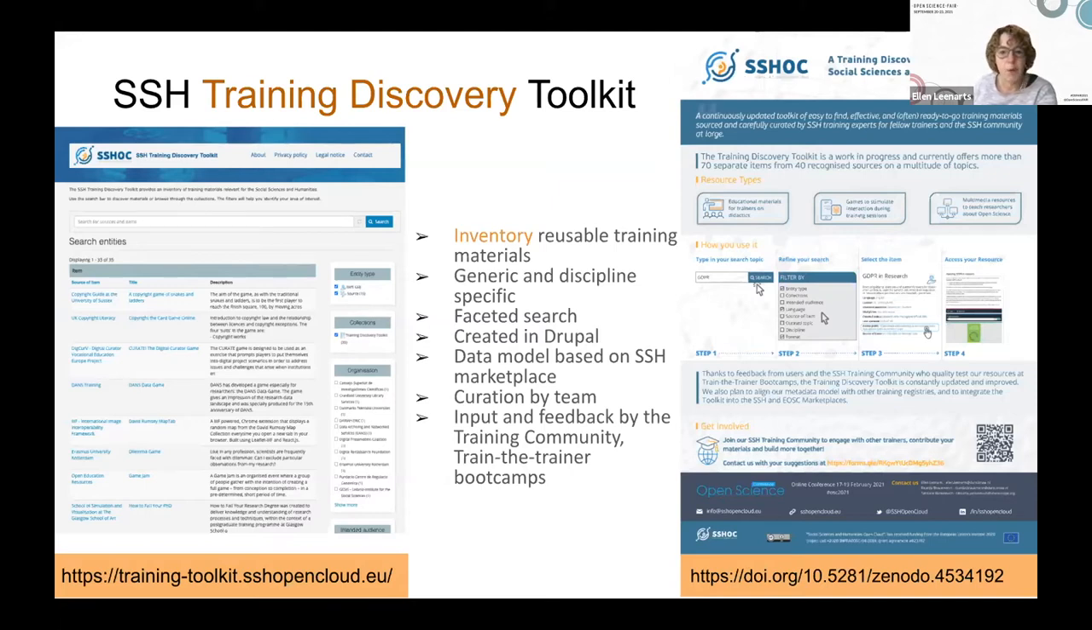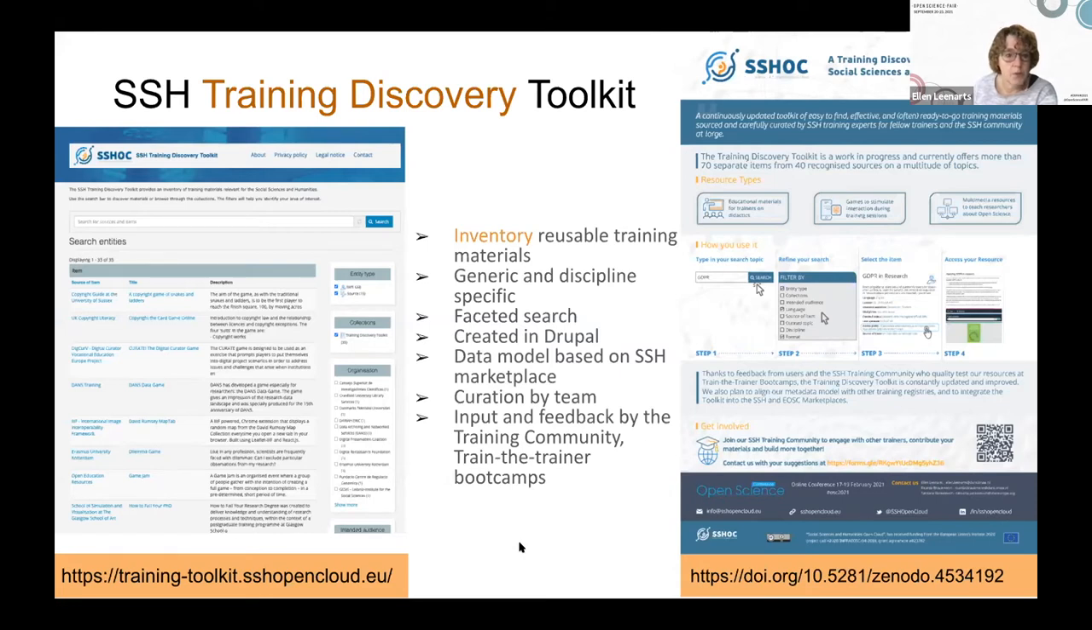But luckily, we've met somewhere in the past year, and we can also combine efforts now and make sure that the experiences that we have can be used later on, either in the catalogues that we create or in a larger EOSC catalogue. Anyhow, the training discovery toolkit is for social sciences and humanities, but like the one from the EOSC pillar, the focus seems to be on research data management and open science resources.